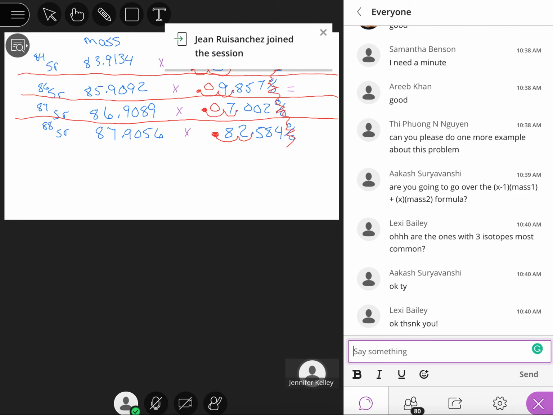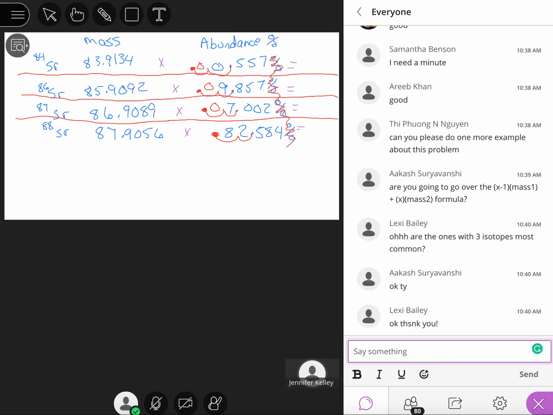And then once you multiply them together, just to save time, I'm not going to work out the whole thing, but the answer is in the textbook. So you'll get a number for each one. You're going to take all four of these numbers and add them together. That's going to give you the average atomic mass.